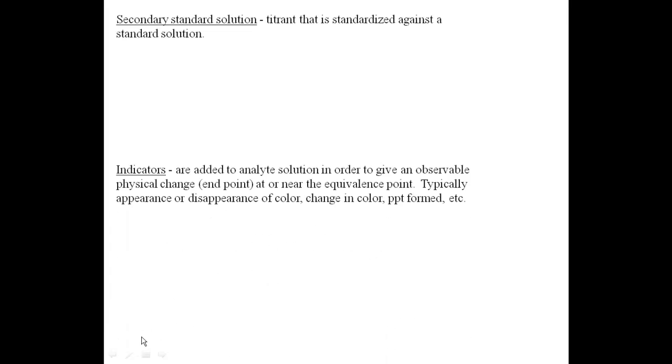How do we know that we've completed that standardization process? Well, we add indicators to the analyte. Indicators are added to the analyte solution in order to give an observable physical change, basically showing us where the endpoint is, at or near the equivalence point. Typically, there's an appearance or disappearance of color, some changing color, or a precipitate forming. There are many different types of indicators.